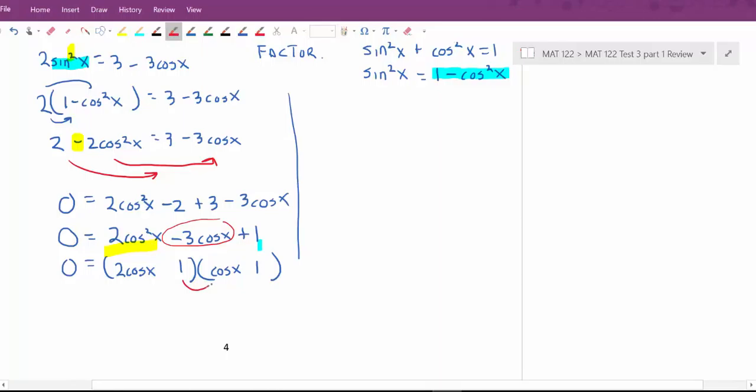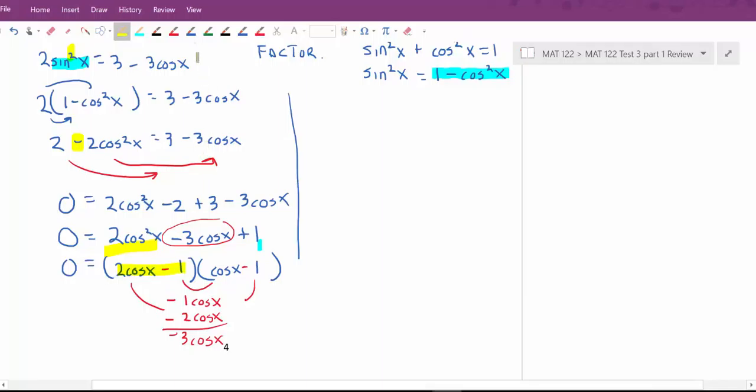That often helps. So that is 1 cosine x. When you multiply these 2 things, that is 2 cosine x. And you want the 1 and 2 to add up to negative 3 cosine x. The way to make that happen is 2 minus signs. Okay, like that.